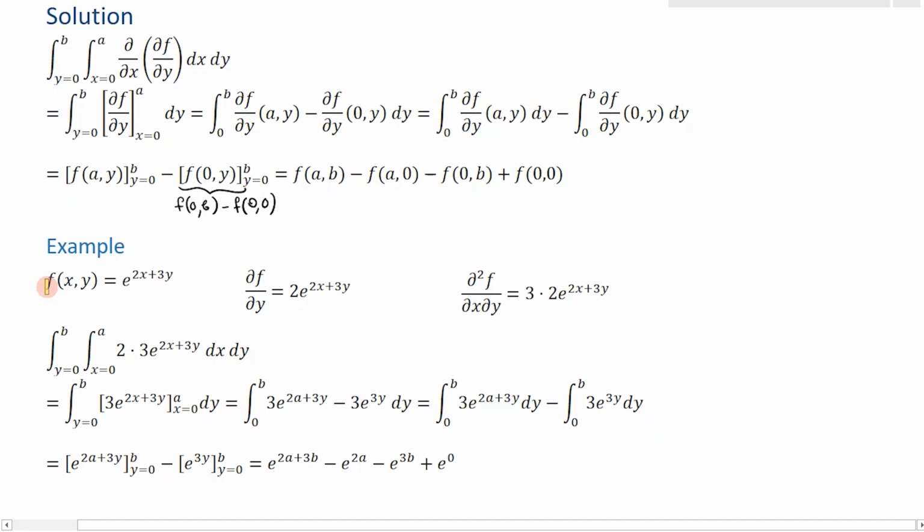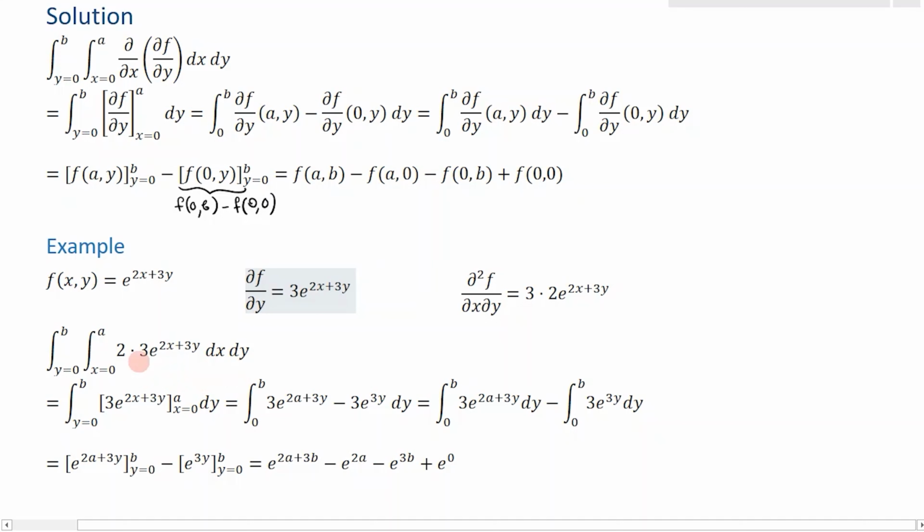Okay, so here I'm choosing a function like this, an exponential. The exponent is 2x plus 3y. Derivative with respect to y would make, sorry, what did I write here? This should be 3. Yes, so derivative with respect to y is going to create this 3 here, and then derivative with respect to x and y is going to be 3 times 2 times the exponential. Then I'm integrating this whole thing.